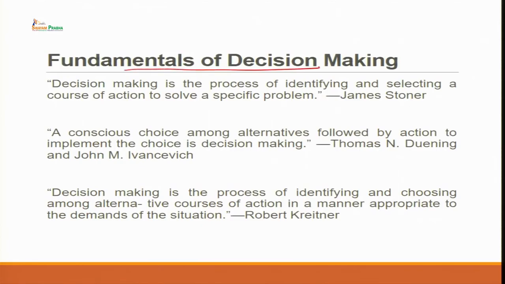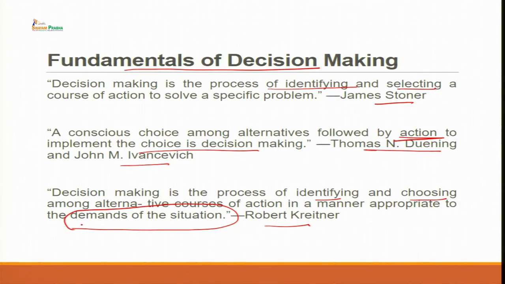Some theoretical aspects of fundamental decision making. Now, here are some definitions of decision making. One by James Stoner says decision making is the process of identifying and selecting a course of action to solve a specific problem. While Thomas N. Duening says a conscious choice amongst alternatives followed by the action to implement the choice is decision making. This was jointly given by Thomas Duening and John Ivancevich. Then Robert Kreitner mentions decision making as a process of identifying and choosing among different alternative courses of action in a manner appropriate to the demands of the situation. So, here the focus is on how the situation is prompting a manager to take up a decision.